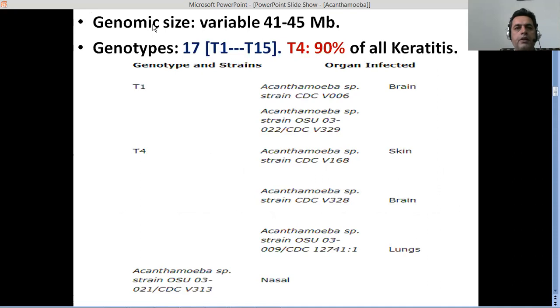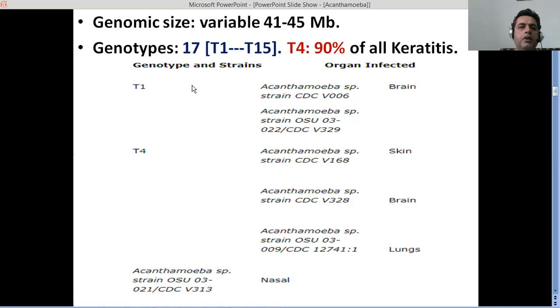And the genomic size is variable. Different species vary in size from 41 to 45 megabytes. And there are 17 different genotypes which have been discovered so far. Genotypes are named from T1 to T15, T1, T2, T3, up to T15. And some of the genotypes are very pathogenic, like the T4 genotype, which is responsible for 90% of the keratitis or inflammation of the eye.